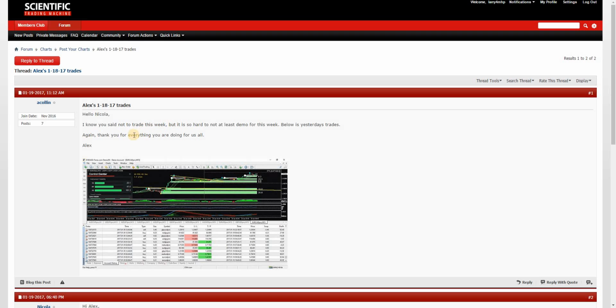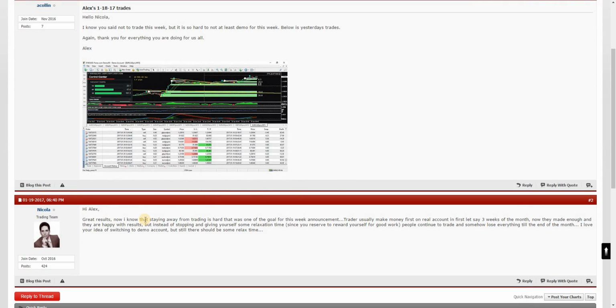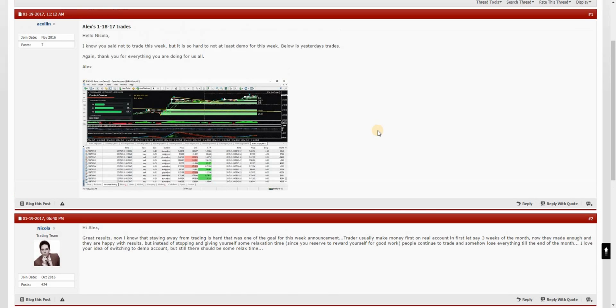All right. Hey, Nikola, I know you said not to trade this week, but it's so hard to not at least demo for this week. Below is yesterday's trades. Again, thank you for everything you are doing for us. Great results. Now, I know that staying away from trading is hard. That was one of the goals for this week. Traders usually make money first on real account in the first, let's say, 3 weeks of the month. Now they made enough and they are happy with results. But instead of stopping, giving yourself some relaxation, people continue to trade and somehow lose everything till the end of the month. I love your idea of switching to a demo account, but still there should be some relaxed time.